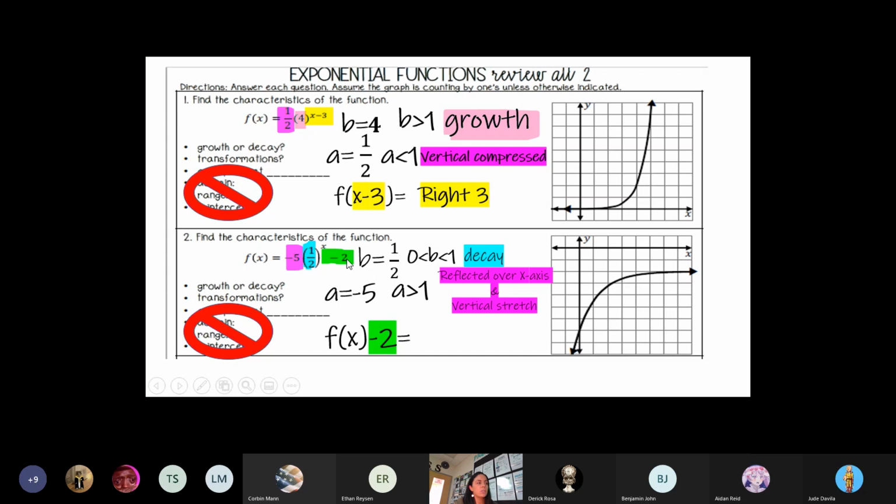And then I have this negative 2. This is f of x minus 2. So it's outside the parentheses. It's affecting the y value. So it's going to go down 2 units.